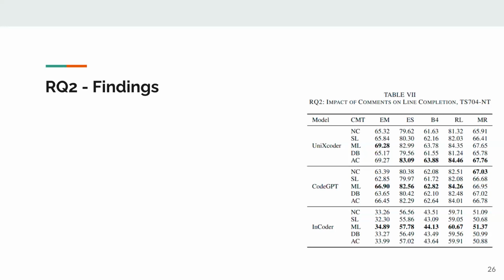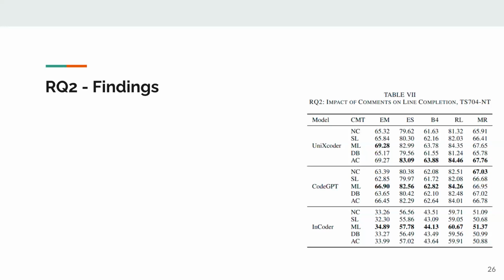For research question 2, we consider the impact of different types of comments. Now, the table on the right once again shows the average metric values in different variants of the dataset. The abbreviations for the CMT, which stands for comment, column, are in order: no comment, single line, multi-line, doc block, and all comments. And if you investigate this table, you'll see that for all models, either the multi-line row or the all comments row has the highest metric values. And in fact, these are always quite close for all models.